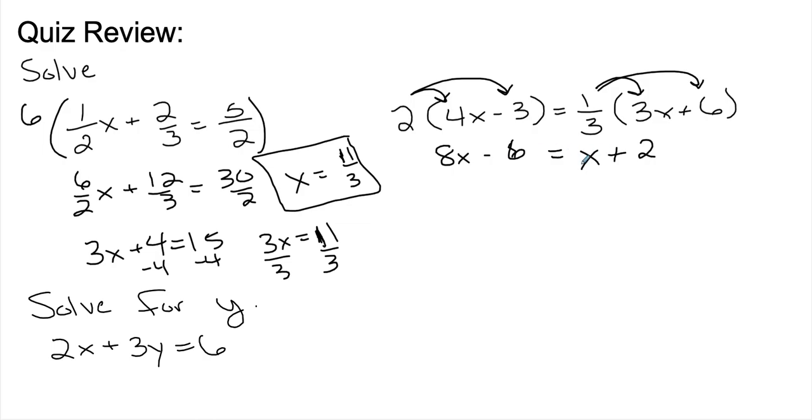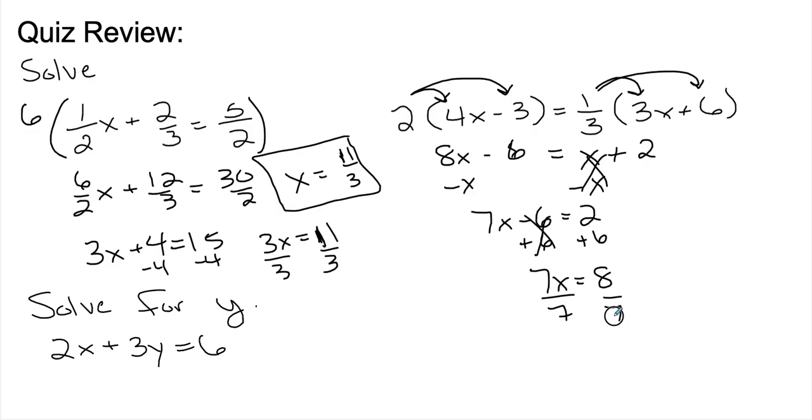And then we just work to get the x by itself. So put the x's on the same side. Those are gone. So I have 7x minus 6 equals 2. Put the constants together. So those are out of here. And we got 7x equals 8. And then divide by 7, and we get x equals 8/7.